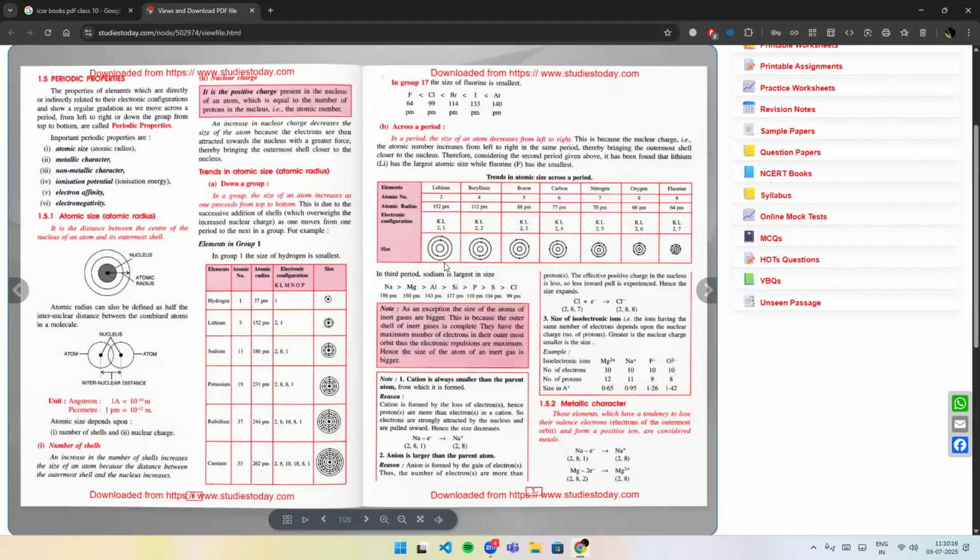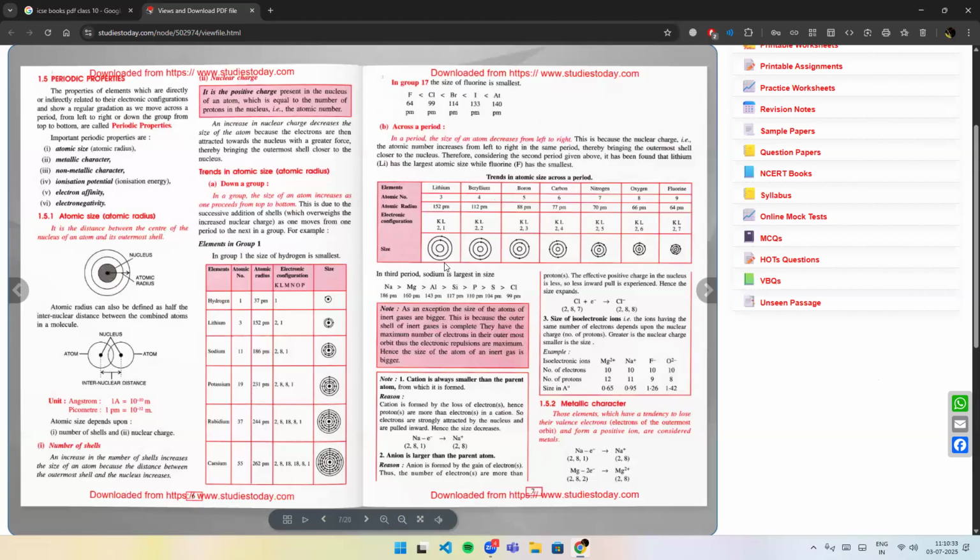Across a period. In a period, the size of an atom decreases from left to right. This is because the nuclear charge, that is, the atomic number, increases from left to right in the same period, thereby bringing the outermost shell closer to the nucleus.